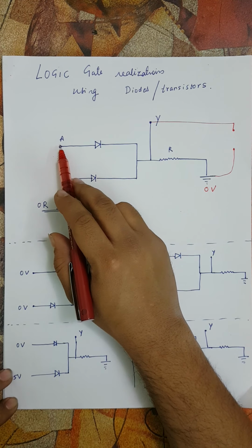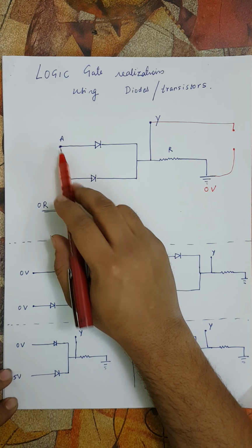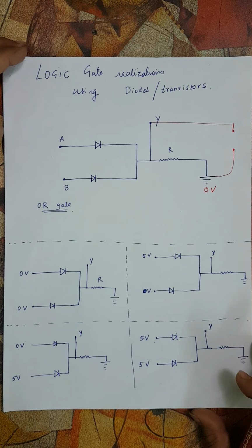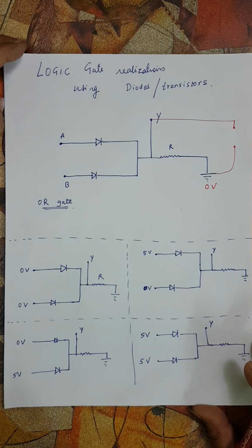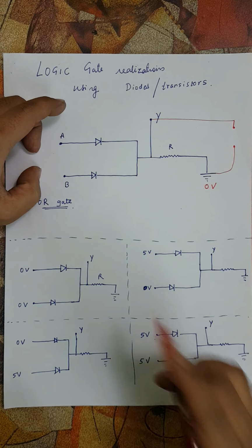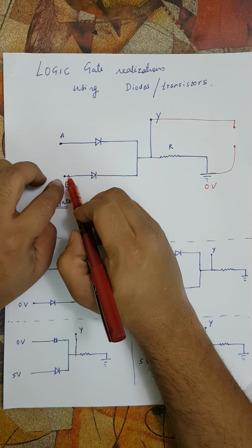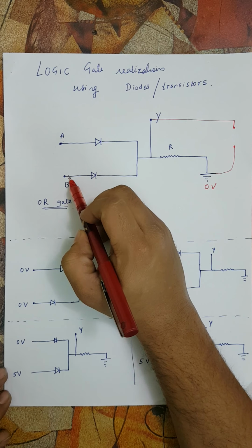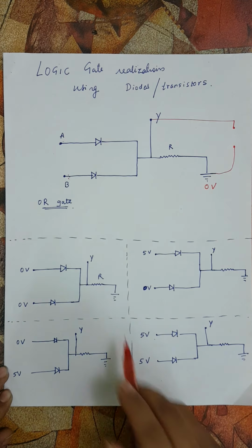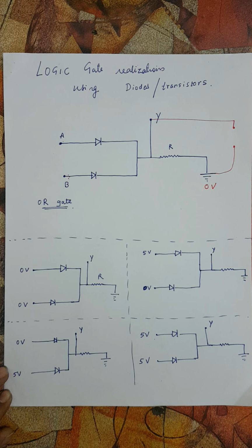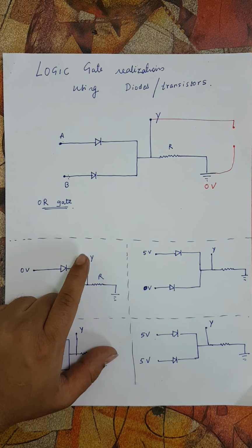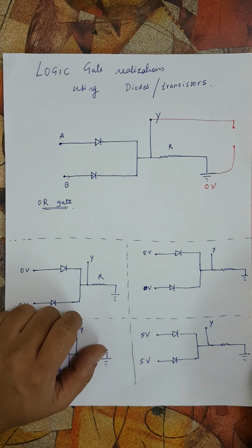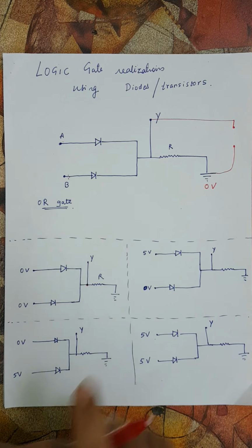That means if the input is 0, this is 0 volt supply, and this is 0 volt supply. The four possibilities for the inputs are 0 volt, 0 volt, or 5 volt and 0 volt, or 0 volt and 5 volt, or both 5 volts, which are all shown here. And this is where we take the output. Whatever is the voltage of this point is taken to be the output voltage.